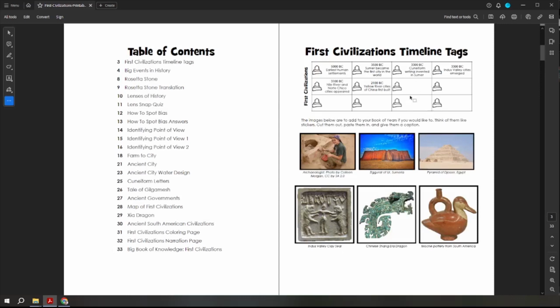The first one in the history units always has the timeline tags. These go with the Book of Years. And the Book of Years is a timeline and encyclopedia of civilizations that you build yourself. The history units have the timeline, and they have these pictures that we think of like stickers. You can cut them out and put them in your Book of Years and then add a caption to them. So that's the printable pack.